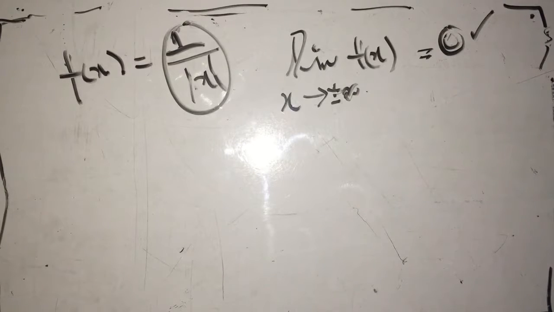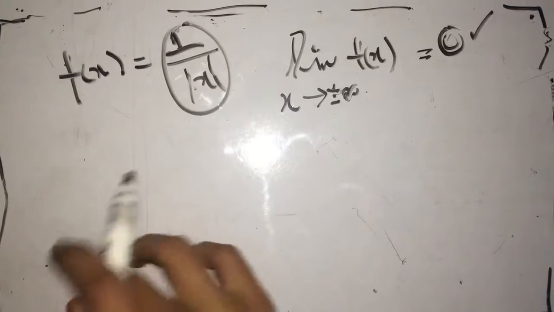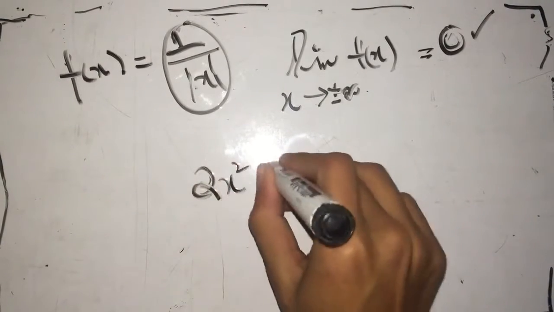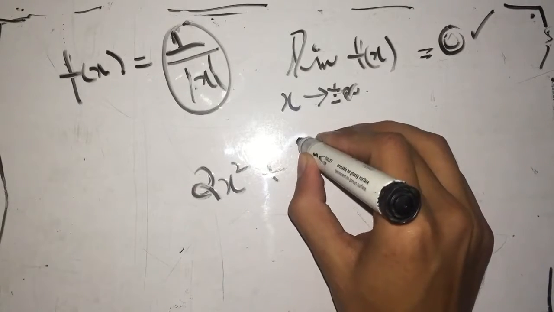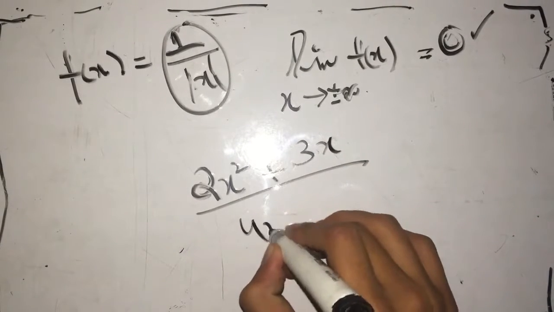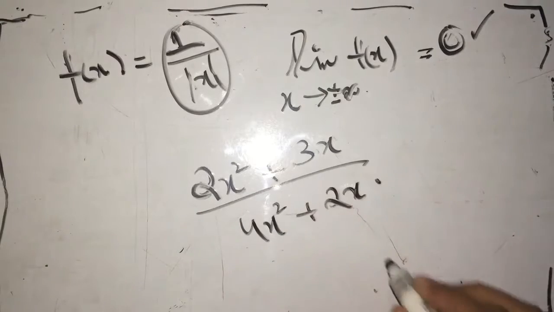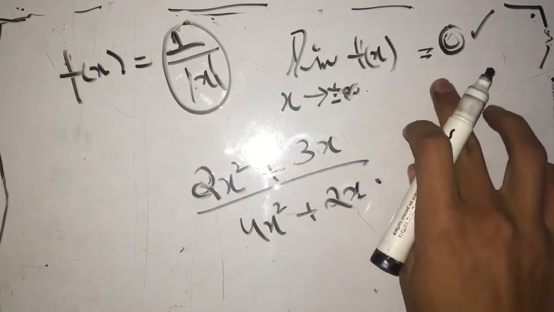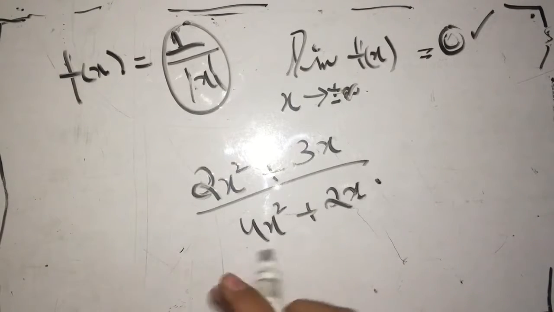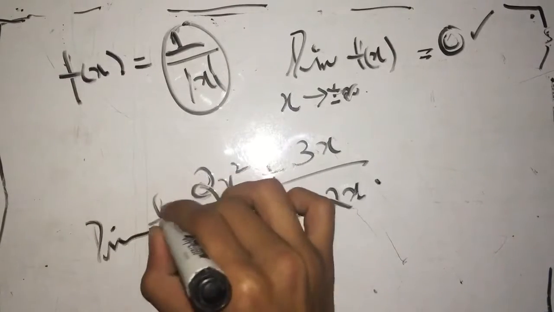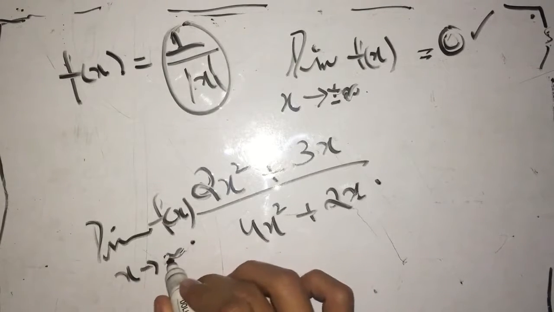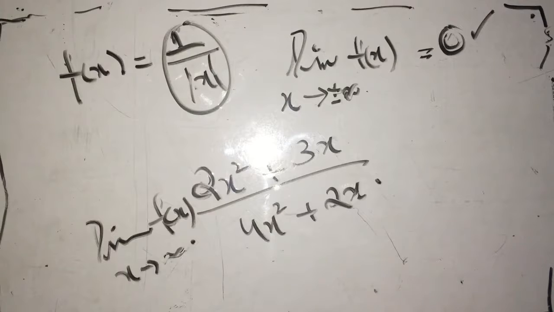Now let's say you have a rational function, where for example we say (2x squared plus 3x) divided by (4x squared plus 2x). If you have a function like this and x is approaching infinity, and you have to find the limit of f of x when x approaches infinity, how are you going to solve it? There's a way you can rationalize it and solve this problem.